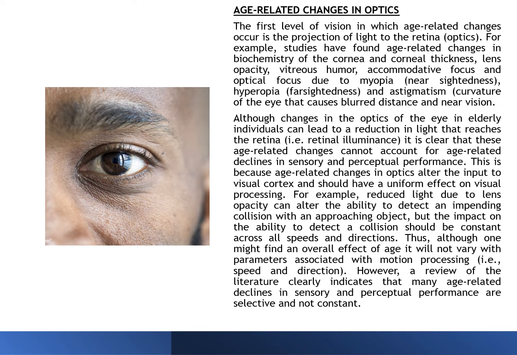For example, reduced light due to lens opacity can alter the ability to detect an impending collision with an approaching object, but the impact on the ability to detect a collision should be constant across all speeds and directions. Thus, although one might find an overall effect of age, it will not vary with parameters associated with motion processing, that is, speed and direction. However, a review of the literature clearly indicates that many age-related declines in sensory and perceptual performance are selective and not constant.